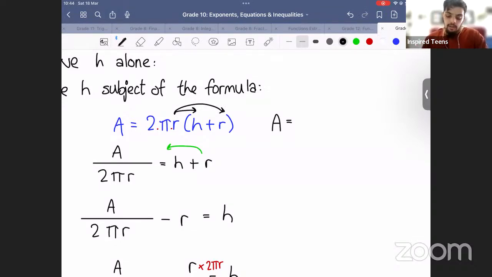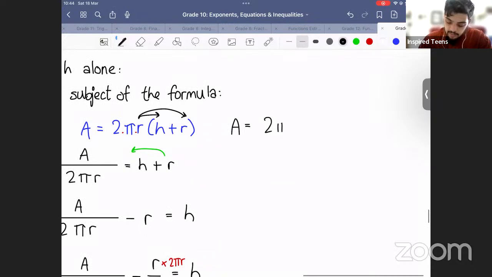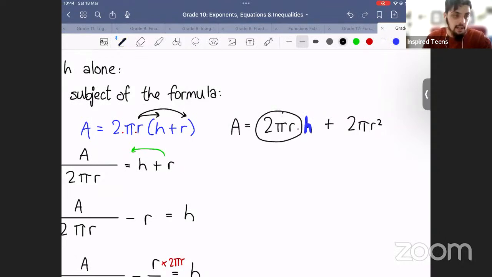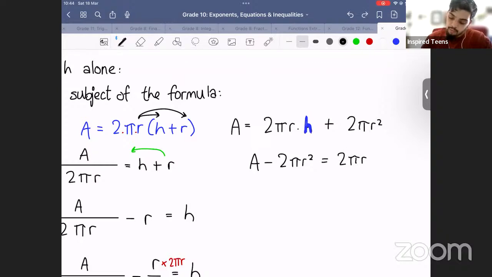Okay, if you're going to multiply it out, let's do it. So 2 pi R times H plus 2 pi R squared. Then we take A minus, again, my objective is to leave which guy alone? H. I want to leave H alone. So what's attached to H? Of course, this multiplication of 2 pi R is attached to it. So I take the plus over, and it becomes A minus 2 pi R squared is equal to 2 pi R times H, which is what I want to leave alone ultimately.